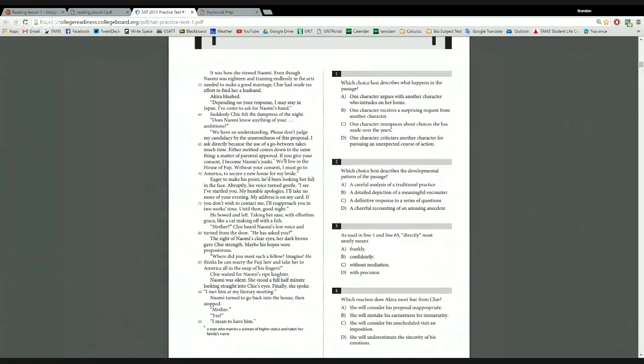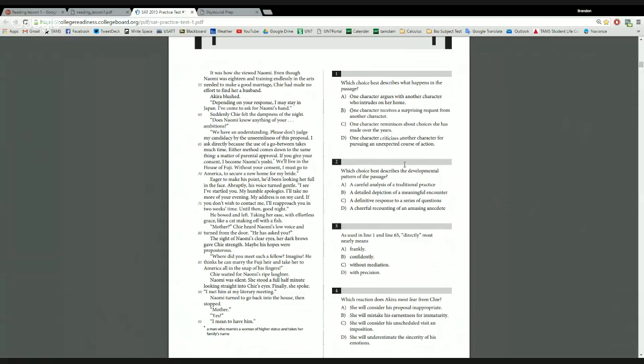One character reminisces about choices she has made over the years. Reminisces, not exactly. A story is told, and that's not the main idea. One character criticizes another character for pursuing an unexpected course of action. Criticizing is a pretty negative tone. That's not the tone from the passage. The answer is B.